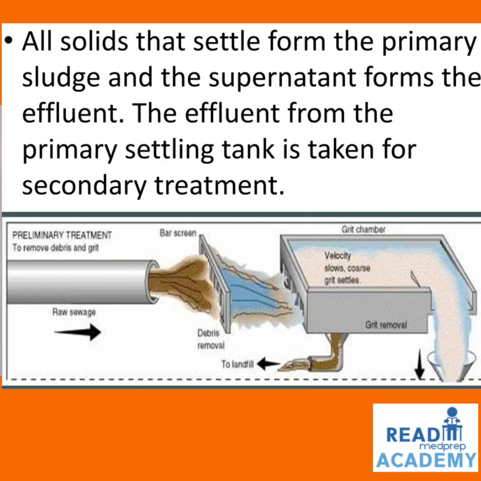Here in this image you can see before the primary treatment there is a preliminary treatment, which is done to remove the debris and grit. The raw sewage is allowed to flow and pass through a bar screen, and the debris removal occurs, and this is passed on to the grit chamber. The velocity slows in the grit chamber and coarse grit particles settle down, and the grit removal is done and the fluid is passed on to the primary treatment chamber.